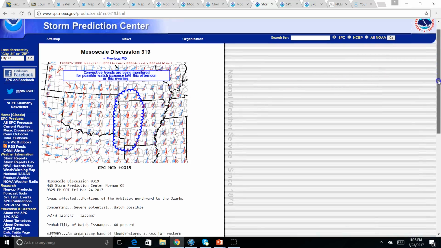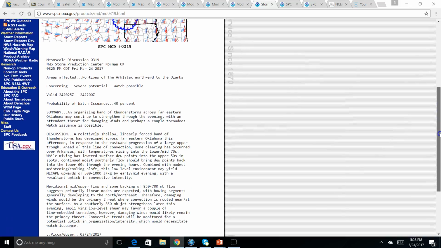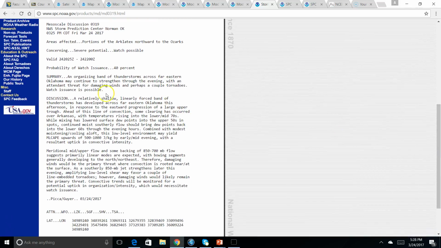We're going to talk a lot about thunderstorms in the future. But this is talking about that. And it's discussing how we're going to get a shallow, linearly forced band of thunderstorms. We saw those thunderstorms on that model already, estimating it. We have some backing flow aloft at 850 to 700. We have the moisture coming in. So it was just something to talk about here a little bit.